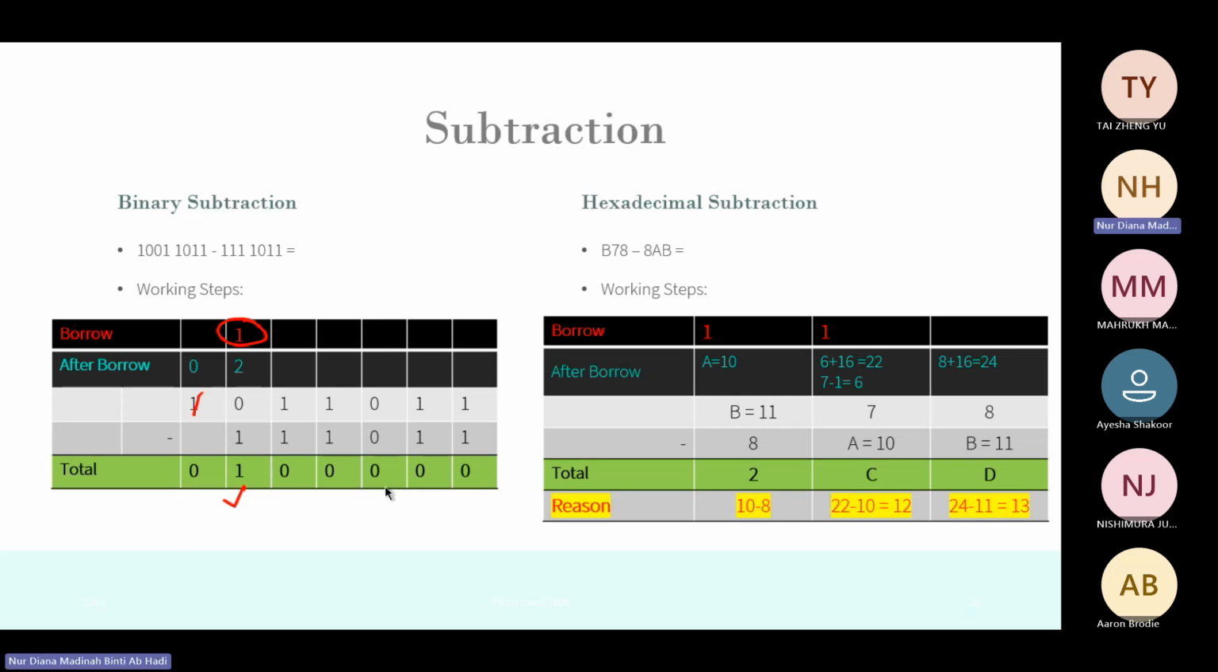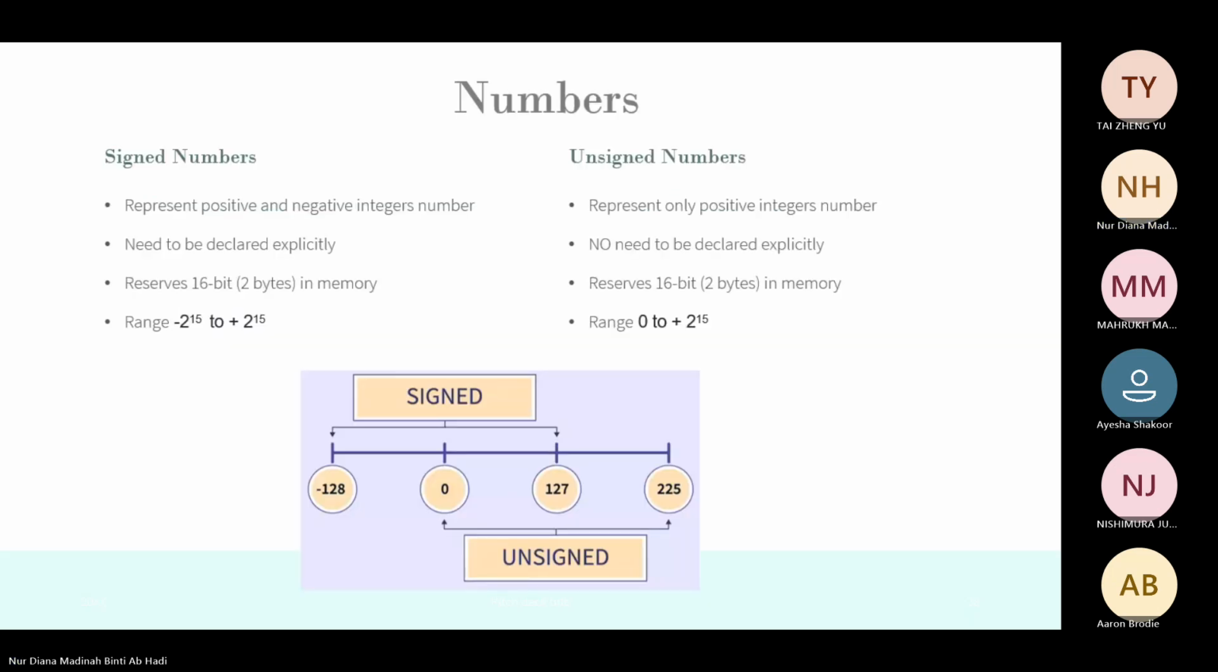Okay, so I hope you understand this part. Same goes with this. You need to do the borrowing component so that you can see how they borrow. As for your hexadecimal, you need to convert them first. So far, do you have any question? So, next.